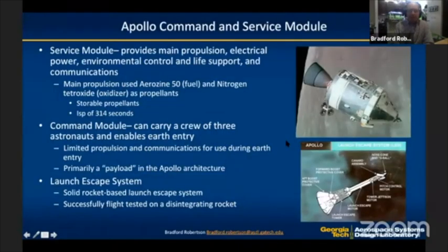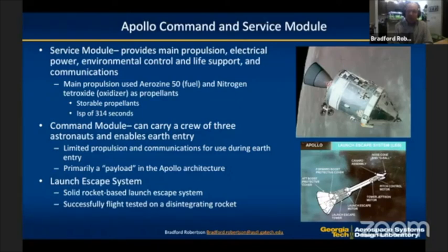So for Apollo, the service module, so that's split up here. So this is service module versus the command module. Basically everything in the vehicle was in the service module. That was main propulsion, electrical power, life support, communications. So that used storable fuels of Aerozine 50 and nitrogen tetroxide, and an ISP of 314 seconds.